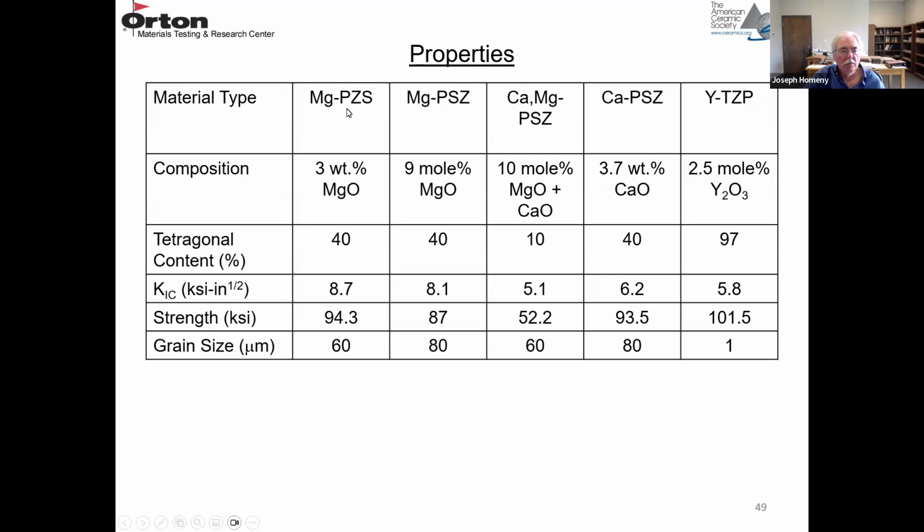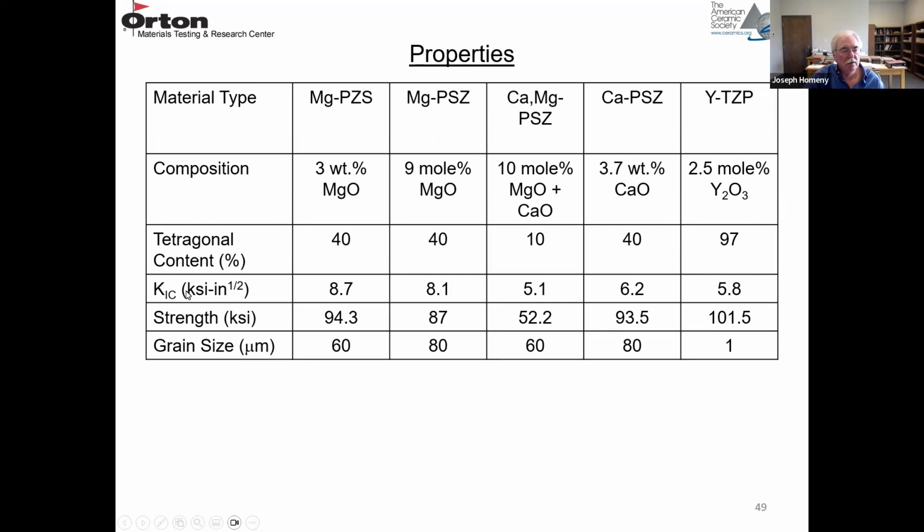And here's some other materials. The first 4 are partially stabilized zirconia, and the last one is tetragonal zirconia. And these are the compositions, different mole percents of MgO and CaO or a combination. This is the tetragonal content. This one, because it's all tetragonal, is 97%.